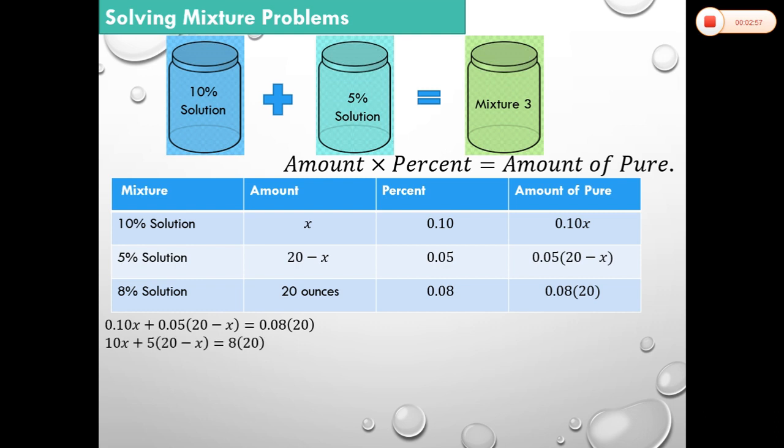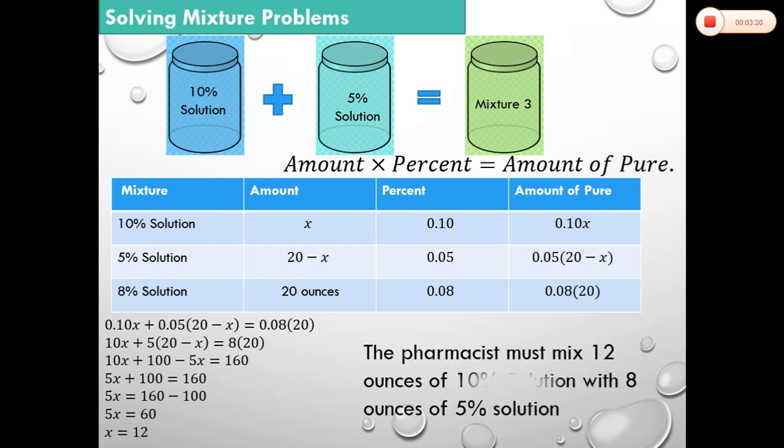10x plus 5 multiplied by 20 minus x is equal to 8 times 20, by multiplying the first equation by 100 to get rid of the decimal. Then we have 10x plus 100 minus 5x is equal to 160. 5x plus 100 is equal to 160. 5x is equal to 160 minus 100. 5x is equal to 60. We get x is equal to 12. Therefore, the pharmacist must mix 12 ounces of a 10% solution with 8 ounces of 5% solution.